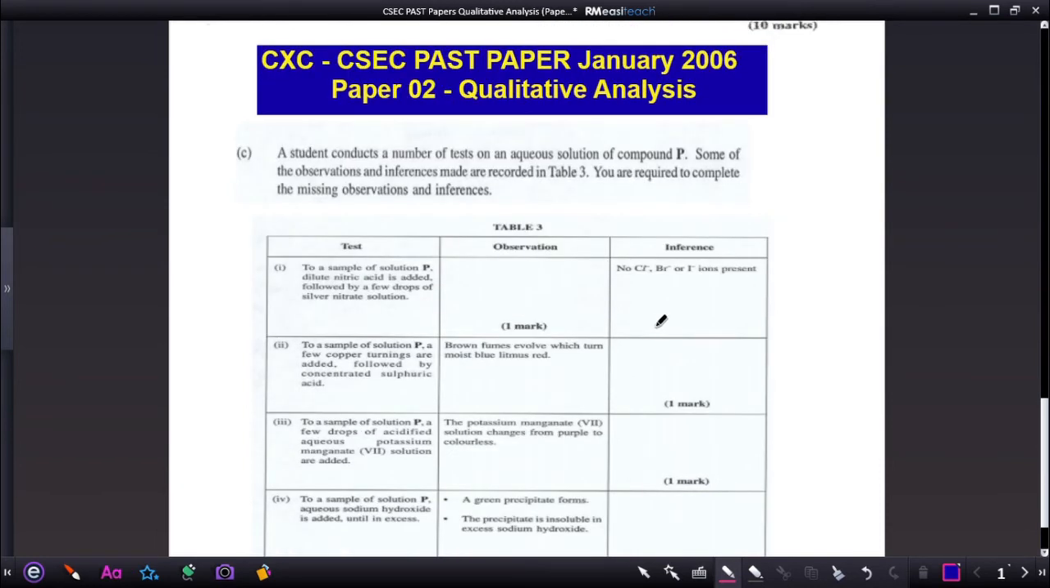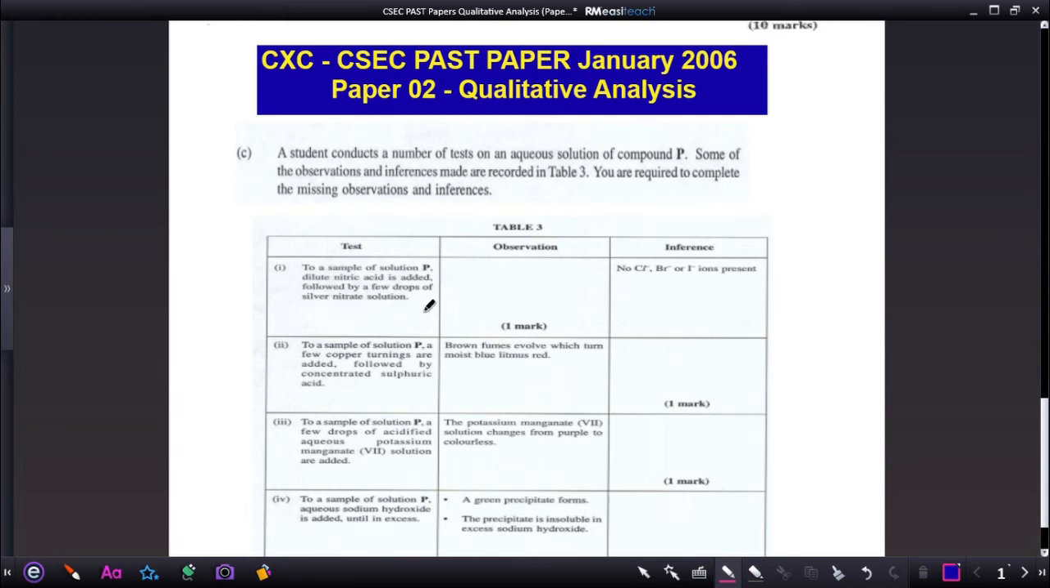On to the next part of the question, which is January 2006. It says a student conducts a number of tests on an aqueous solution of compound P. Some of the observations and inferences made are recorded in Table 3. You are required to complete the missing observations and inferences. So let us look at one.